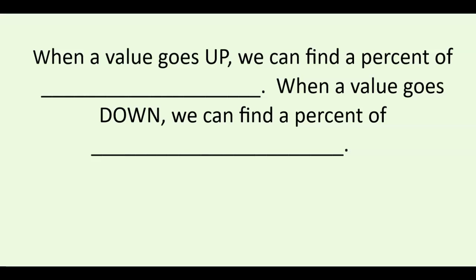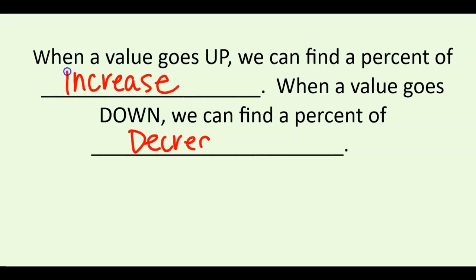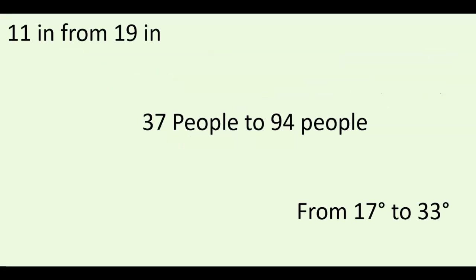If the value has gone up, we find a percent increase, and we would label it as such. And when the value has gone down, we would be finding a percent decrease. And those 2 words are really important to put on your answer so that anybody looking at your work would know, hey, it went up this much or it went down this much. Okay, so let's try a few examples.